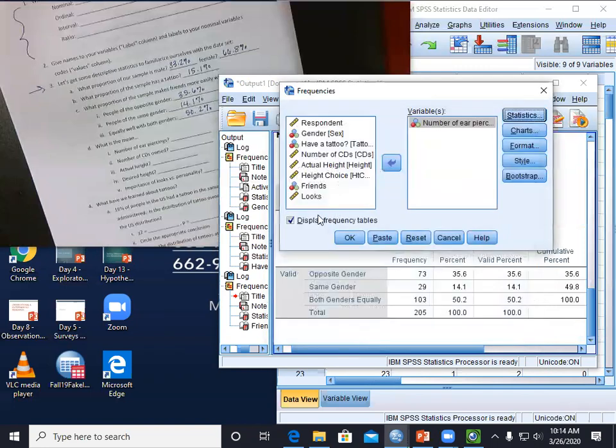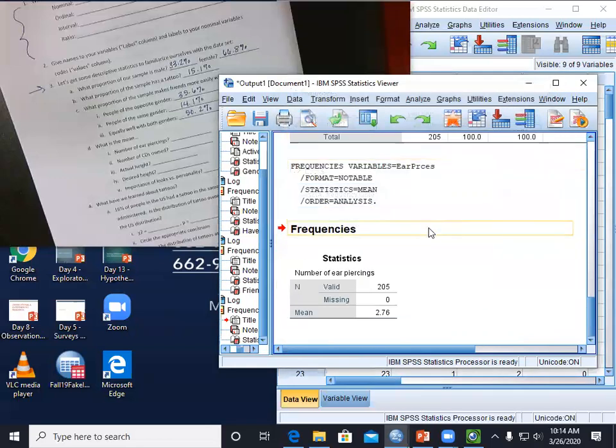Press Continue. I'm going to uncheck this frequency table box because I'm not interested in knowing the proportions. I only want to know the mean. On average, how many ear piercings do people have? I'm going to click OK. All right, so here we see 205 people answered this question.